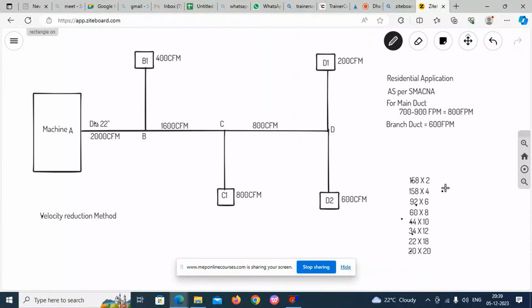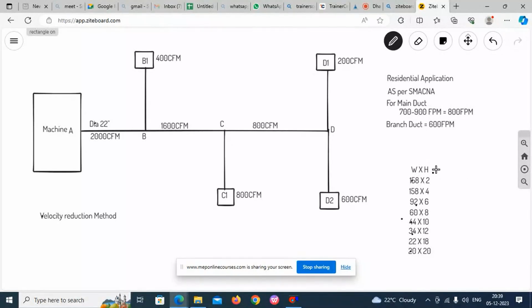Okay. Now, as we discussed, the first point is always the width should be greater and height should be lesser. So we have made bigger values on the width side. This is width, and this is height.